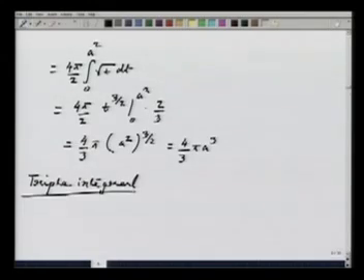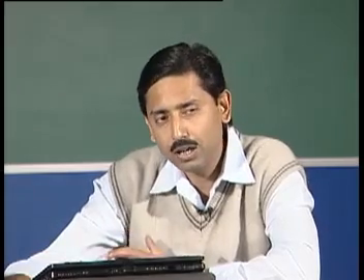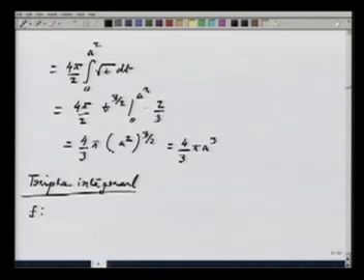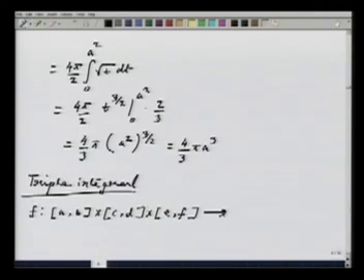So in the case of one-dimensional integral, we started with intervals. In two-dimensional integrals, we started with rectangles. In this case, we are going to start with cubes. So suppose f is a bounded function on the cube [a,b] × [c,d] × [e,f].